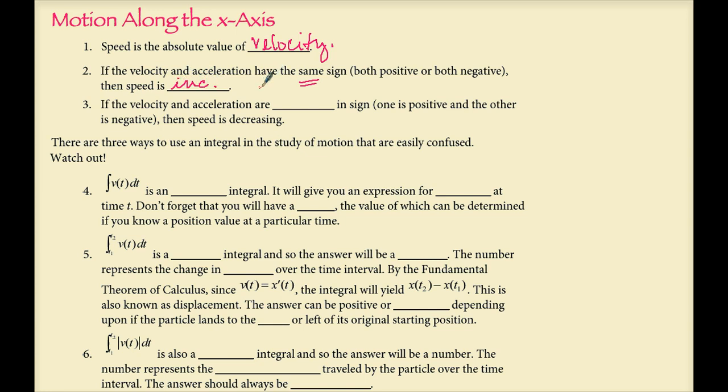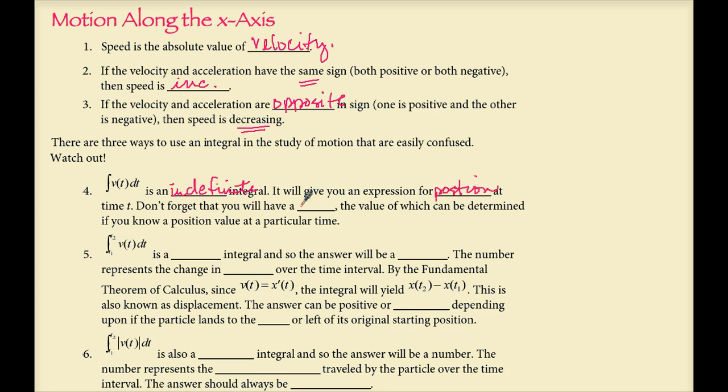If the velocity and acceleration are opposite in sign, one is positive and the other is negative, then speed is decreasing. There are 3 ways to use an integral in the study of motion that are easily confused, so watch out. The integral of the velocity function v of t dt is an indefinite integral. It will give you an expression for position at time t.